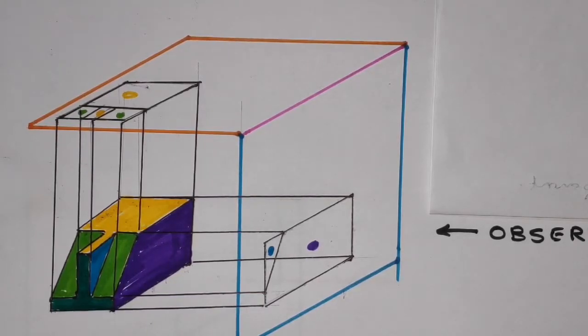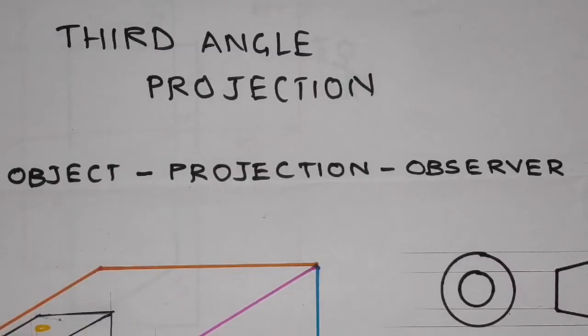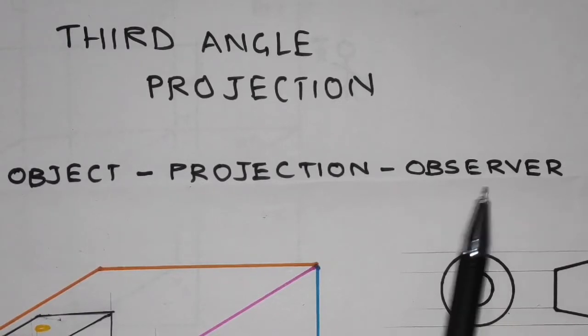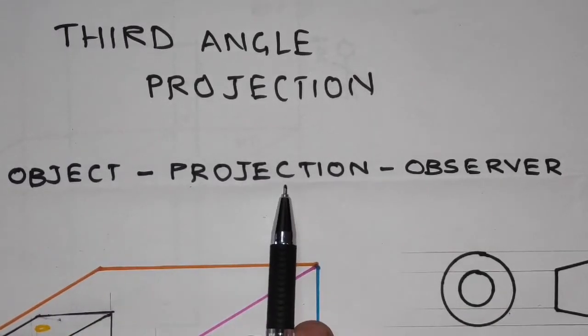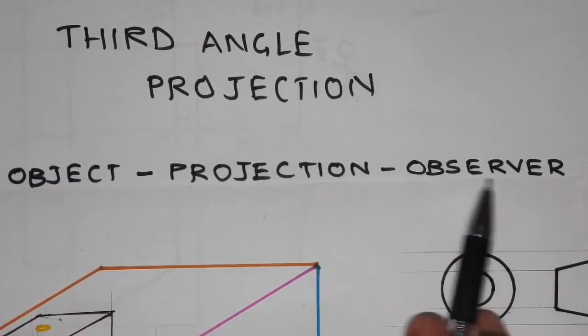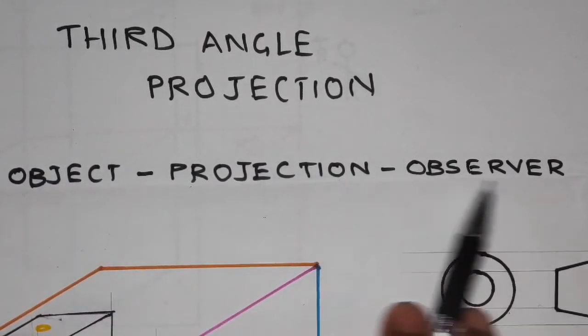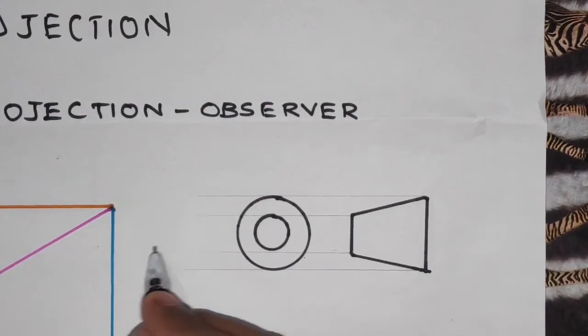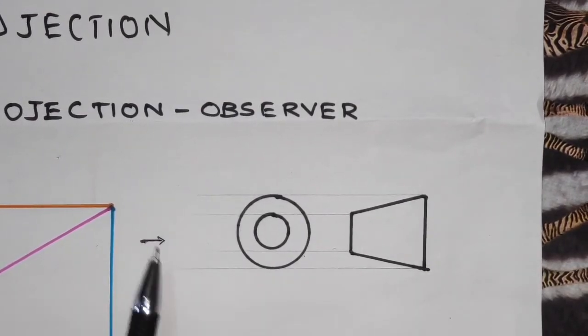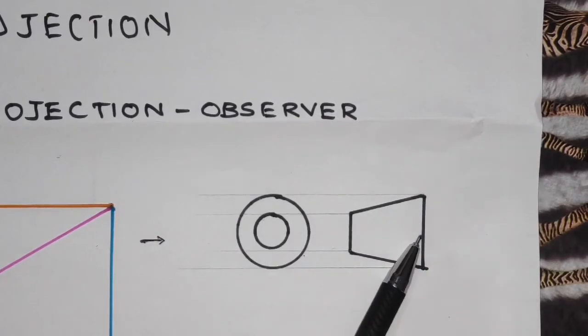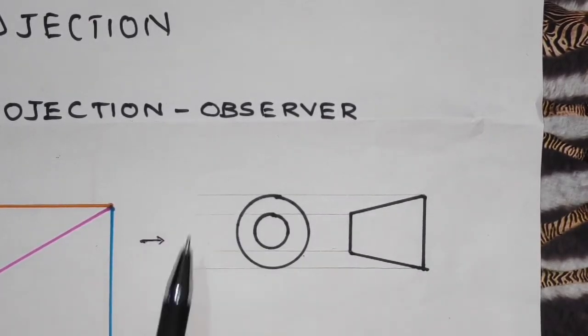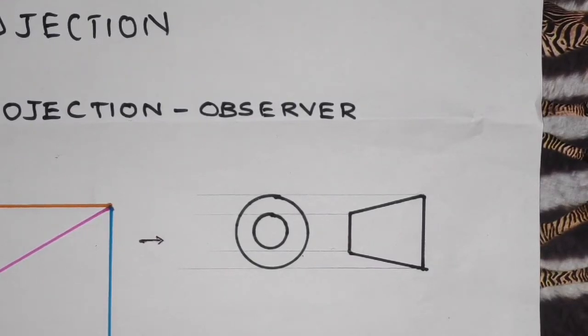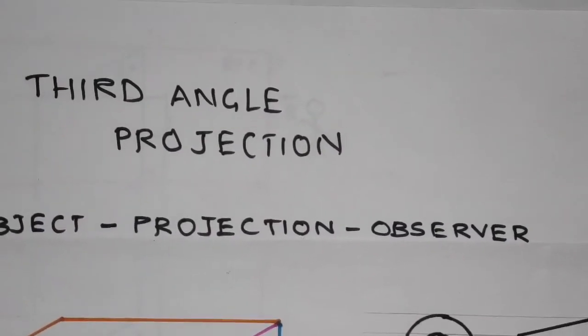Let us see how this is represented symbolically. Here you can see there is the observer, then in between the observer and the object we have the projection, and then there is the object. This type of order is the third angle projection. Symbolically it is represented over here. If an observer sees this object in this direction, he first sees the projection and then he sees that object. This is the symbolical representation of third angle projection. So this is about the concept of first angle and third angle projection.